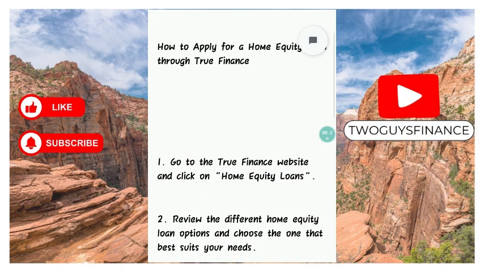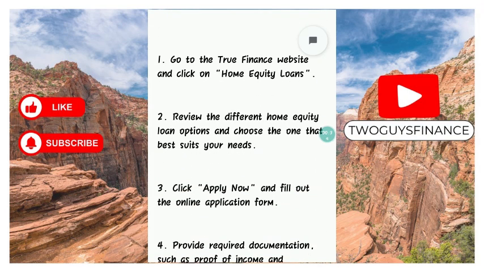Now the first thing you're going to do is to go to the Twoguysfinance website, and then you're going to click on home equity loans. Now you're gonna need to review the different home equity loan options and just choose the one that suits your needs, and then you're gonna click apply now, and you're gonna need to fill out the online application form.